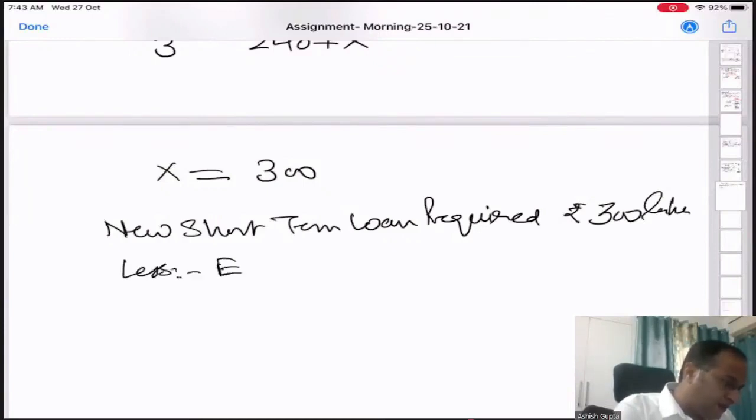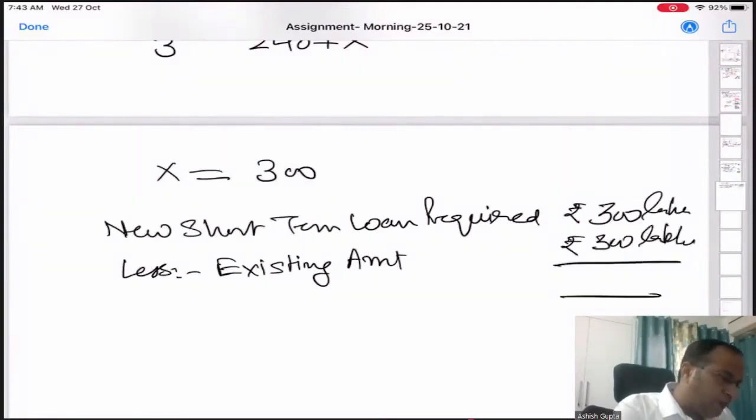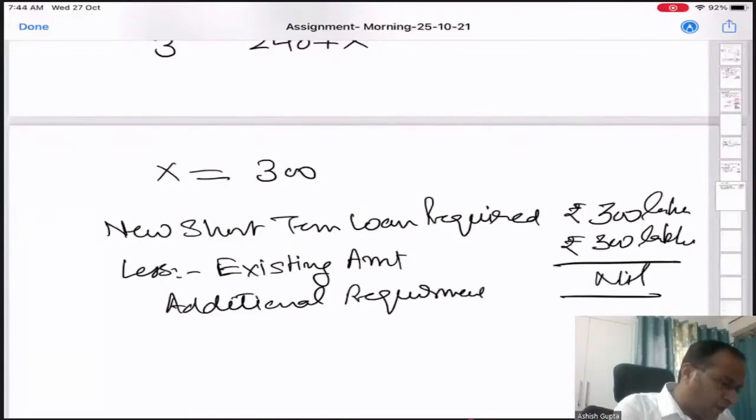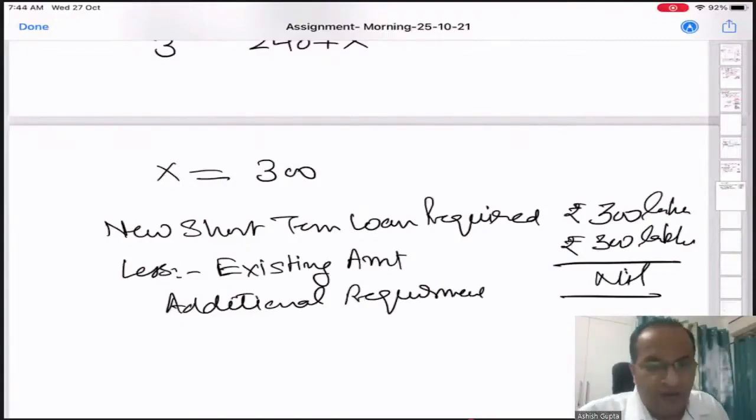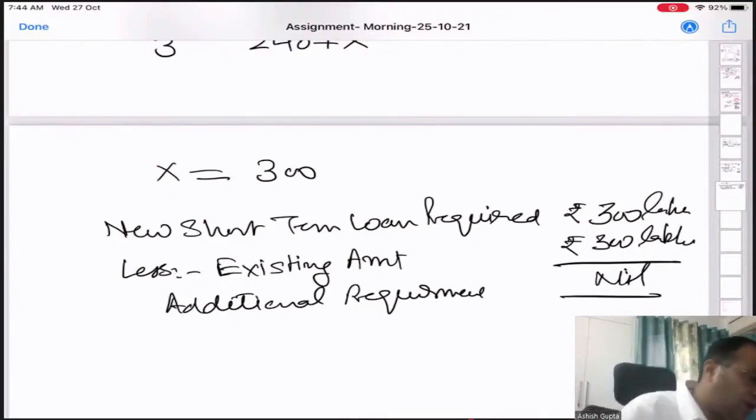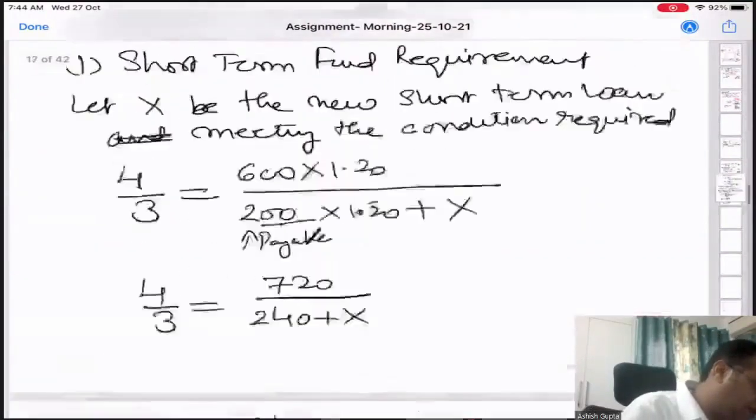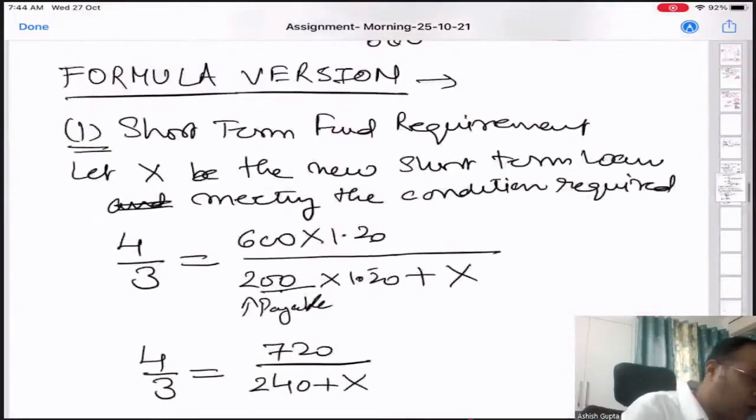Next, existing amount. So the additional requirement will be, very good, Naveen. Your answer is correct, beta. Yatin has also given the correct answer. Prerna, very good. Okay, beta. So we see our first part is over. That is relating to short-term loans.